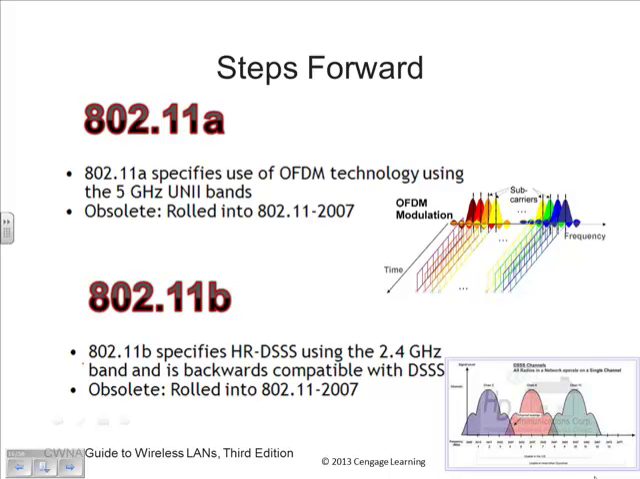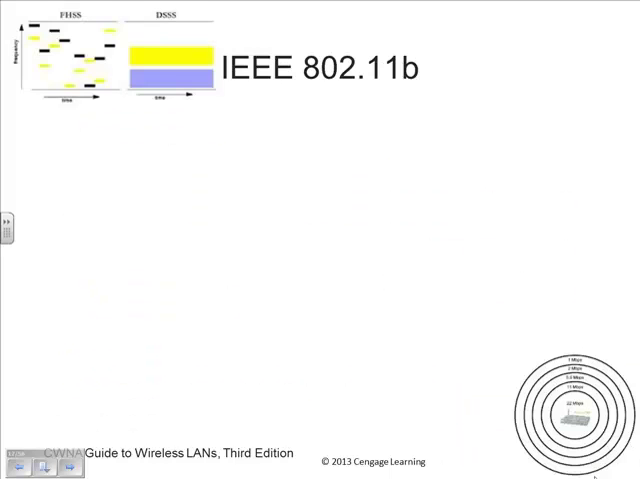11B, HR is high rate, DSSS, direct sequence spread spectrum, something I always have trouble saying. Different from frequency hopping spread spectrum, which was the original standard. 2.4 gigahertz, backward compatible with DSSS, and again, it's obsolete. It's rolled into the 802.11-2007 standard. All of these things will be.